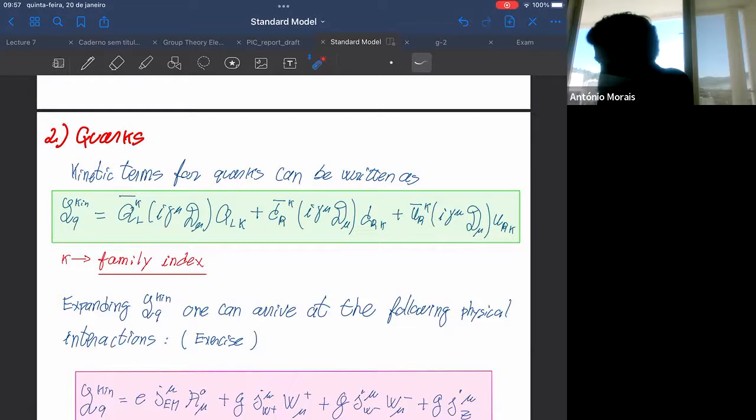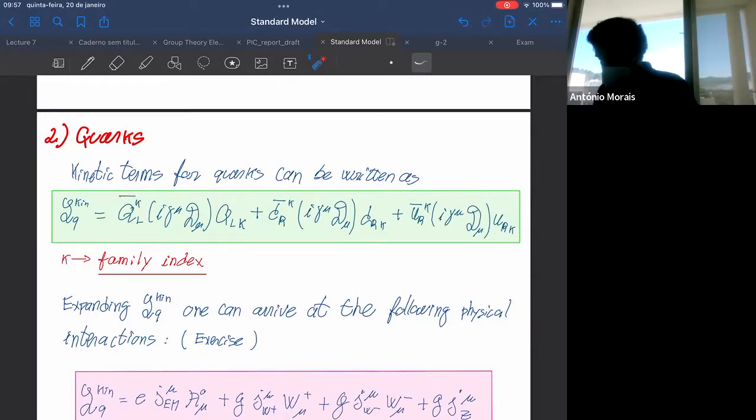So up and down, both left. And then you have the right ones here, the down and the up quarks. Here I'm starting with a simplified scenario where this kappa family is contracting here. So I'm assuming to start that this is family universal, or family diagonal, or flavor diagonal, if you prefer. It can also be said in that way for our first analysis.